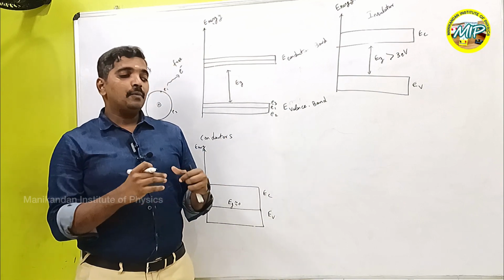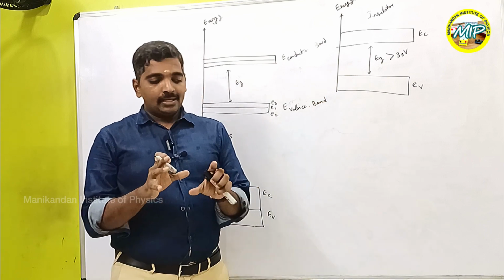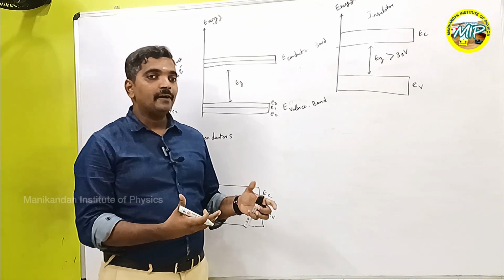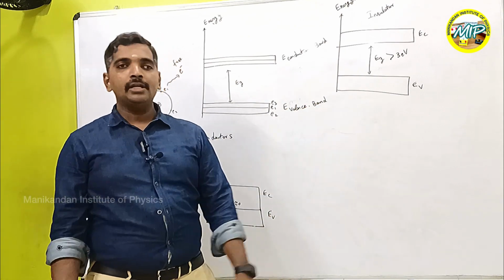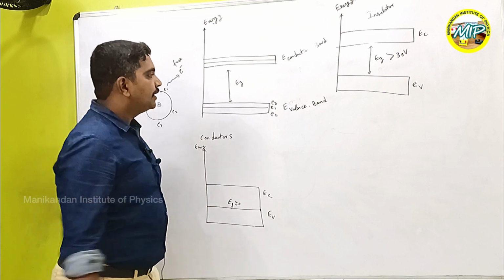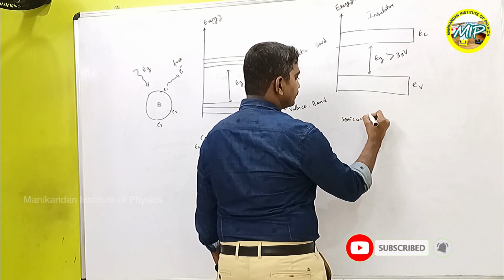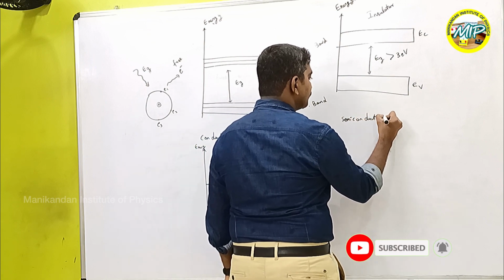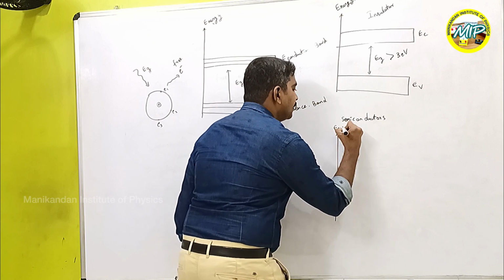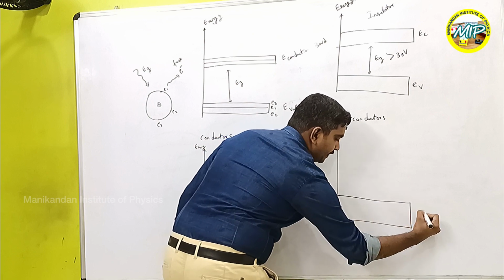Sir, then what's happening if you are giving more than 3 electron volt? If you are applying more than this amount of energy, the characteristics of the material will change. That's why we do not prefer more than 3 electron volt for the semiconductor for the conduction process. So in the case of semiconductors, I have energy, and this is EV.